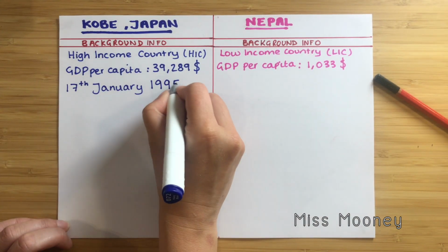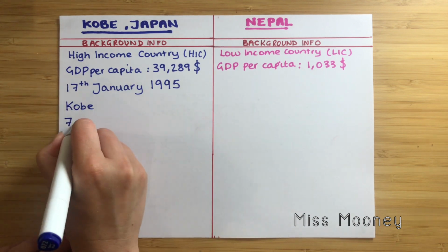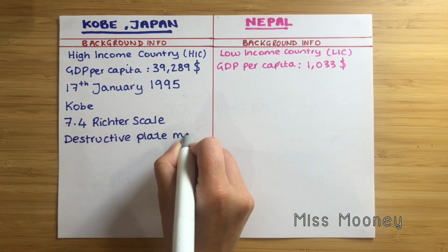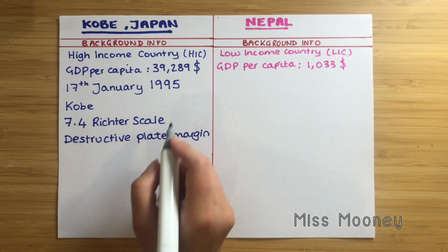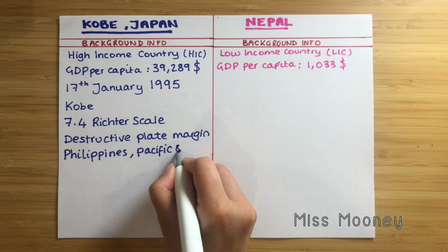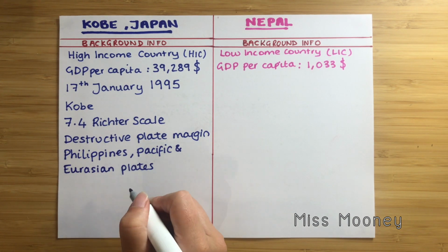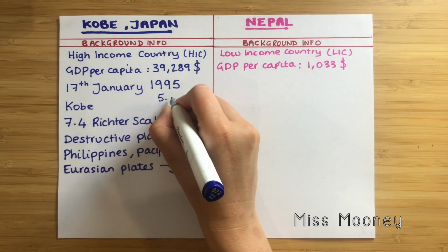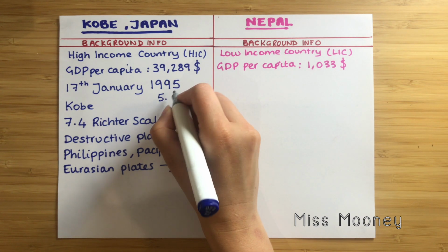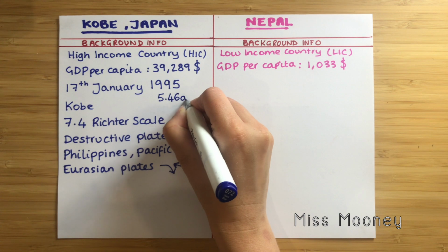Japan's earthquake occurred on the 17th of January 1995 in Kobe, 7.4 on the Richter scale, and it occurred at a destructive plate margin where the Philippines, Pacific and Eurasian plates all meet. Another important bit of information is that it occurred at 5:46 a.m, and this means that a lot of people were either asleep or were having breakfast ready to go to work as it was a Tuesday.